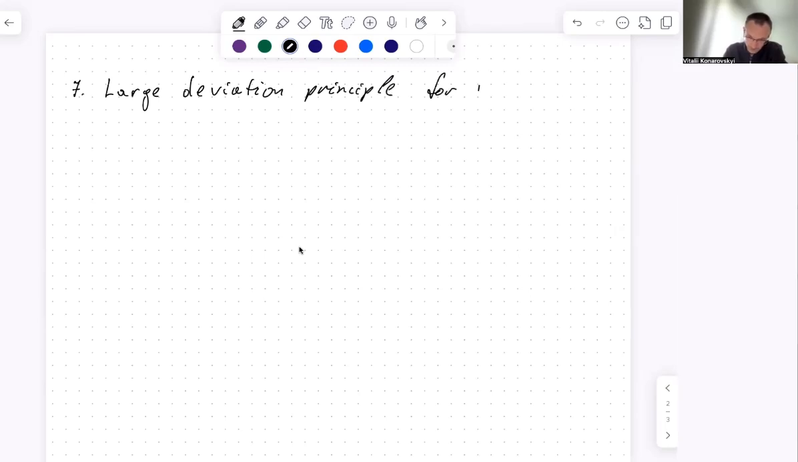for Brownian motion. And we will start from the formulation of the theorem and also from the developing of some intuition how actually the rate function for Brownian motion should look like. It is 7.1. It's Schilder theorem.